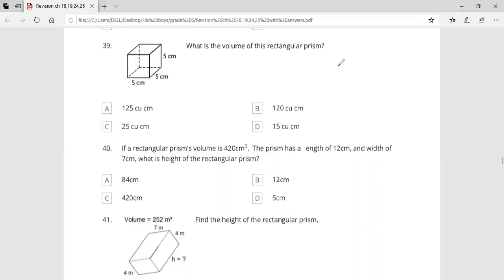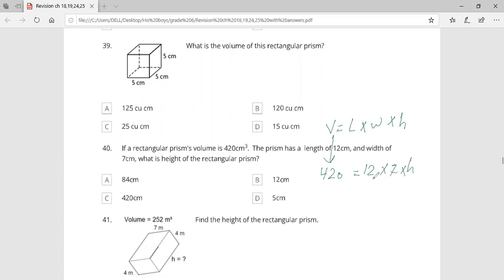Number 40. If a rectangular prism, the volume equals length times width times height. You have to put the formula, and after that substitute, multiplying by the height. Here we are given the volume 420, the length is 12, the width is 7, and the height is unknown.